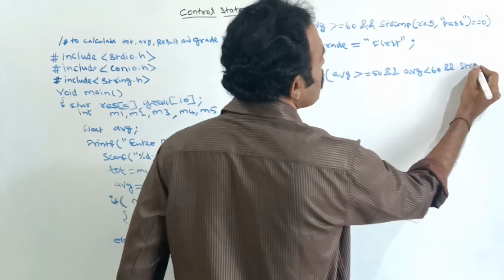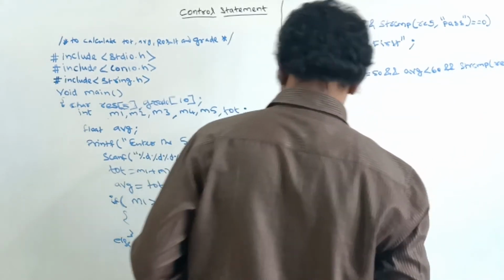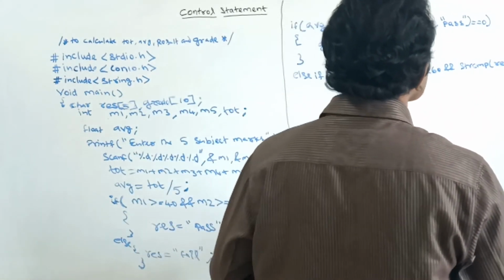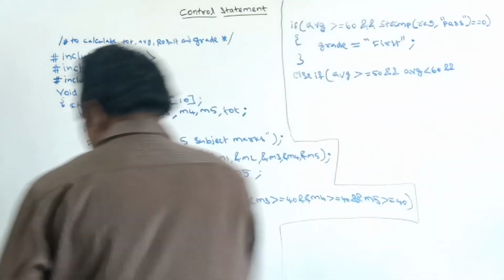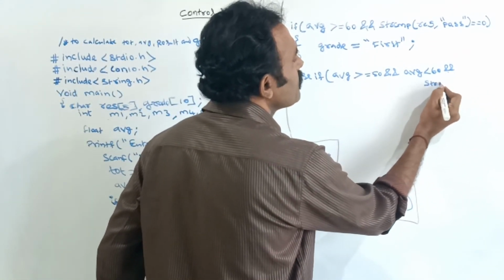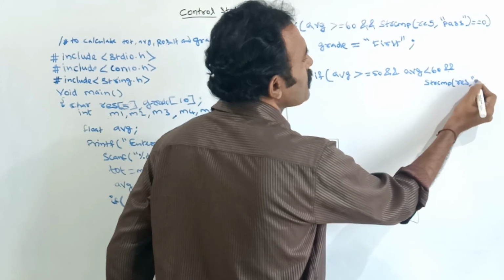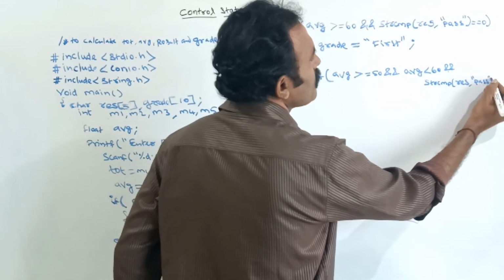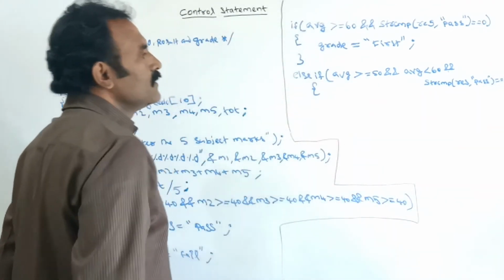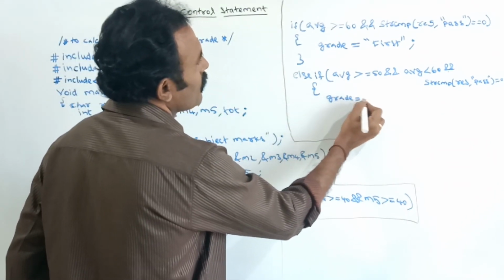String compare of result. Here there is no space, so I am writing here. We should write it in the same line, this one, and string compare of this one, res and pass, should be 0. If this else part is satisfied, then grade is equal to second.